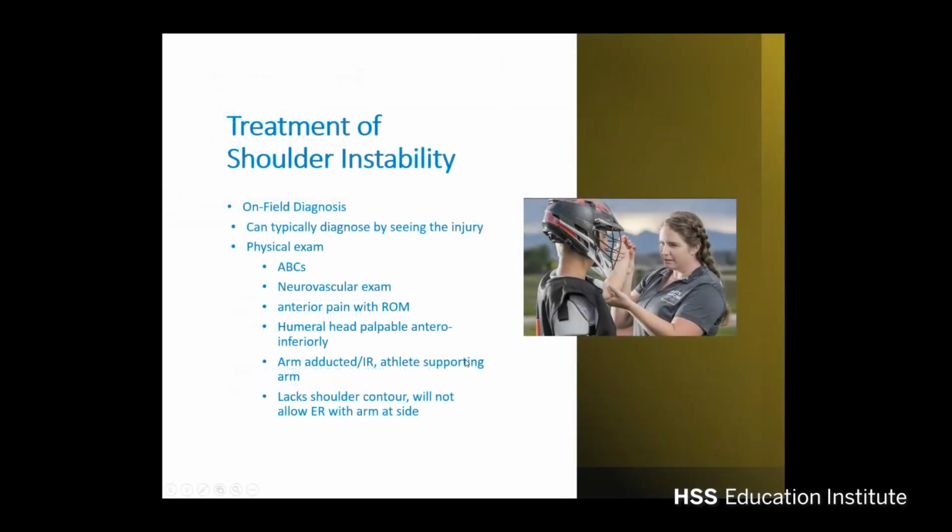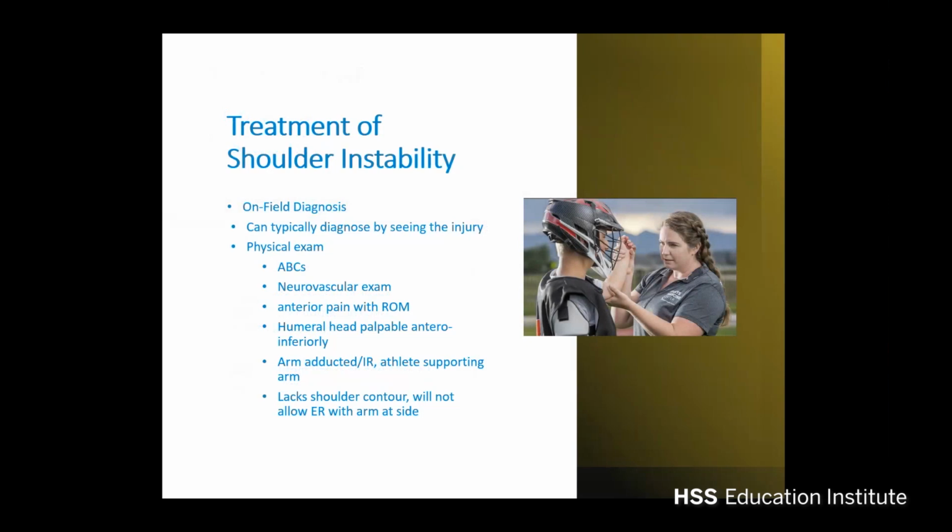So I want to just take a moment and walk you through what we do if you're on the sidelines watching a team and you're concerned for a shoulder dislocation. So I'll walk you through it. Number one is diagnosis. Typically you can diagnose this just by looking at the mechanism of injury. So if you see the athlete with their arm way away from their body, up over their head, and they have an acute pain in their shoulder, that is a high risk for dislocation.